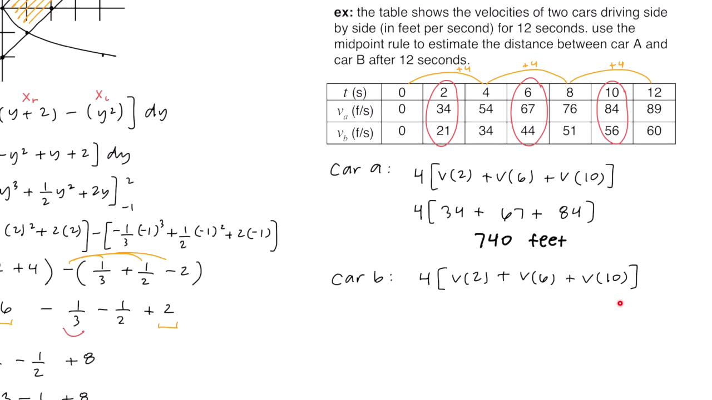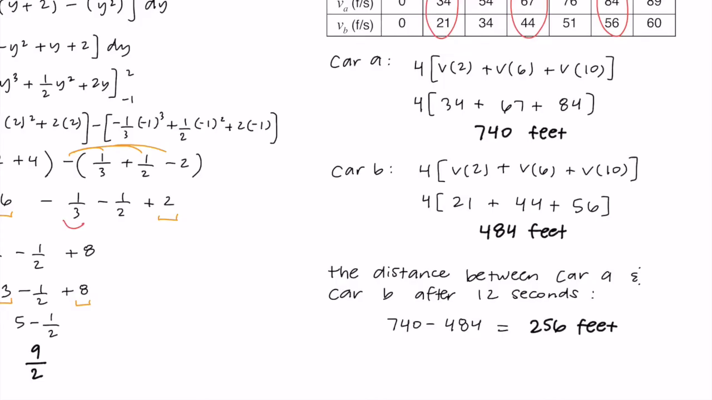We're going to set this up the same way for car B. And from the chart, at 2 seconds your velocity for car B is 21, at 6 seconds it's 44, and 10 seconds it's 56. So you get that car B traveled a total of 484 feet. So finally, the distance between car A and car B after 12 seconds is going to be 740 minus 484, and that's a total of 256 feet.